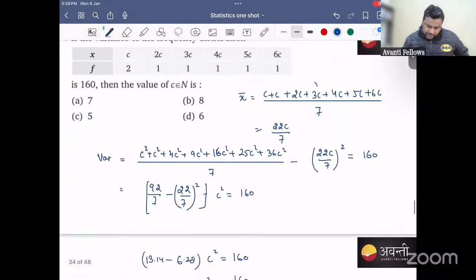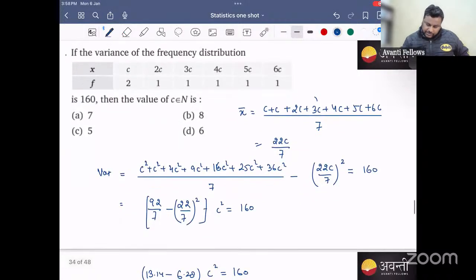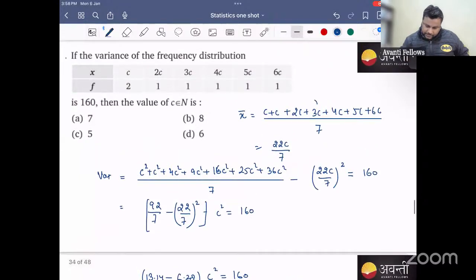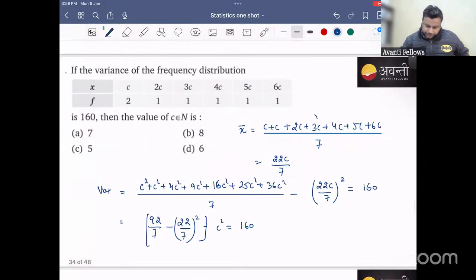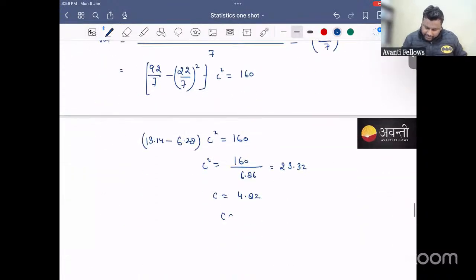Value of C is 4.82 means variance 160. C is quite close to, okay, so this is approximately 5, I think. C will be taken as approximate value 5.